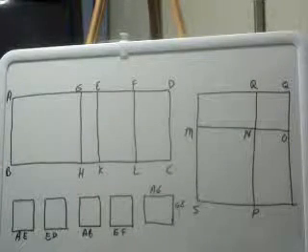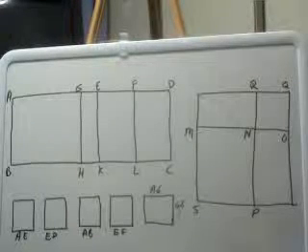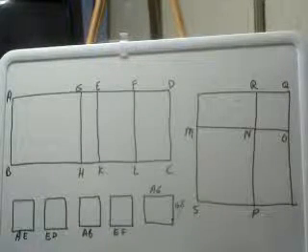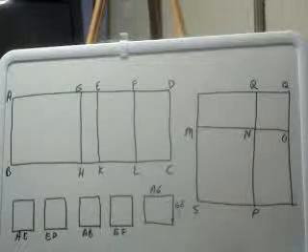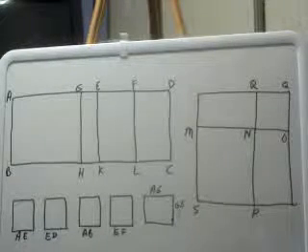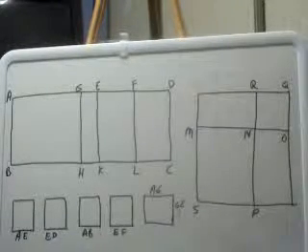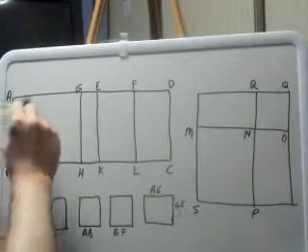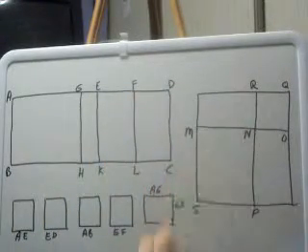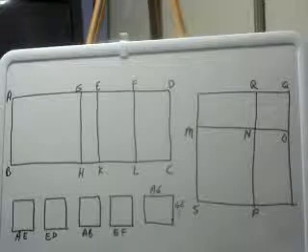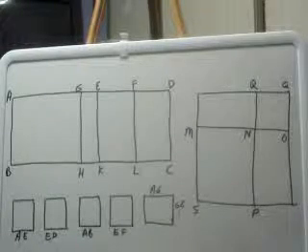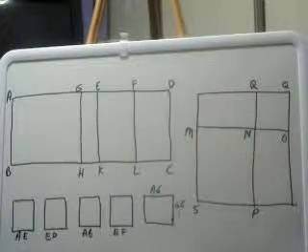Alright. So MO is a side of AC. So this length right here and apparently this length right here are the same size. Now we're going to say that MO is a binomial.